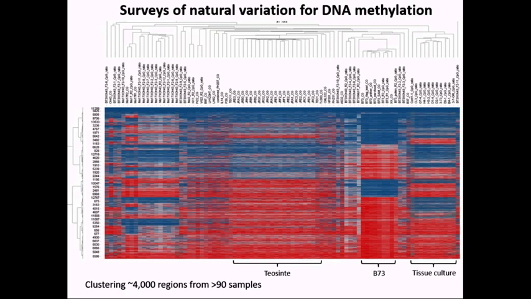Okay? These are tissue culture samples. They're not this different because of tissue culture. They're this different because they all came out of A188, which is a different inbred line. Okay? So most of our variation here is driven by genetic differences in the genotypes, not due to developmental change or environmental change.